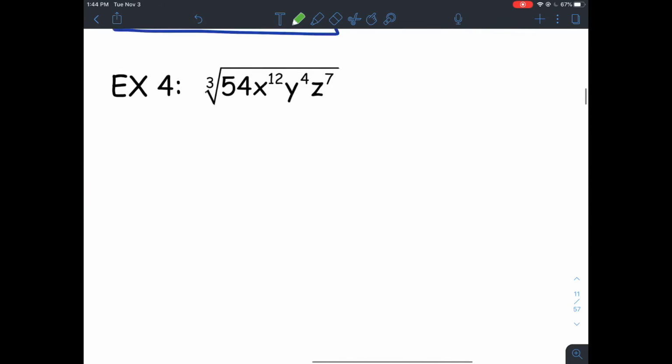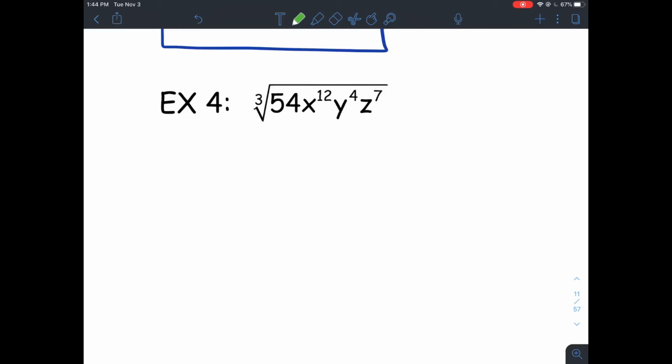All right, next one. So again, we're going to go ahead and try and use our perfect cubes to try and break this down. All right. So let's see, 54, we could break that down. Yes, we could do 27 again, and 2. All right, that would give us 54.